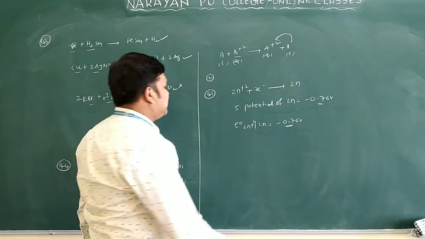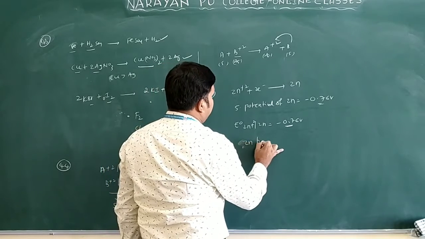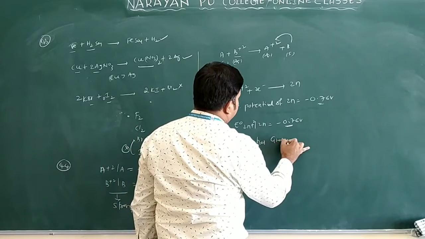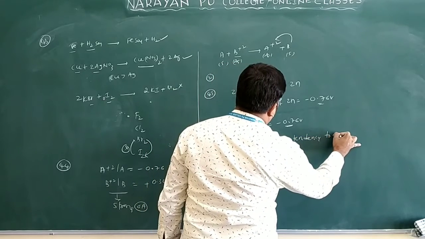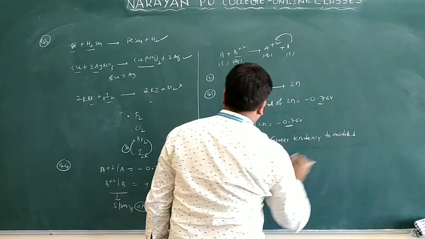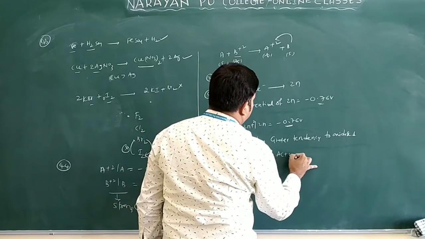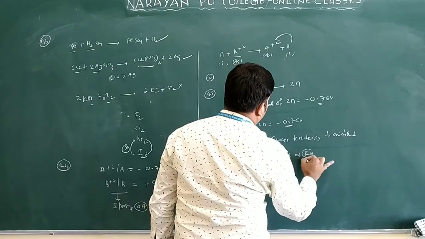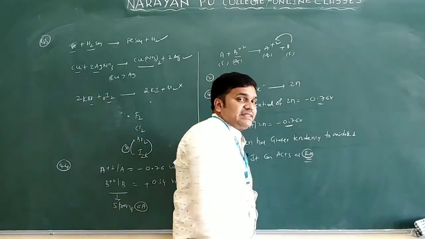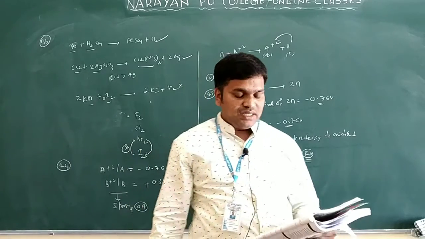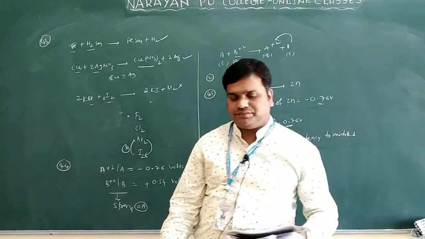So zinc has a greater tendency to oxidize. It can act as a reducing agent. So zinc acts as a reducing agent. So this is question number 45.